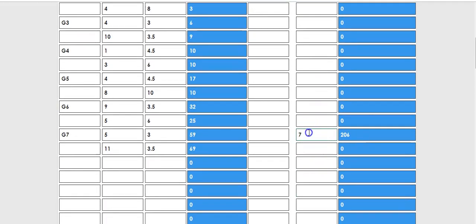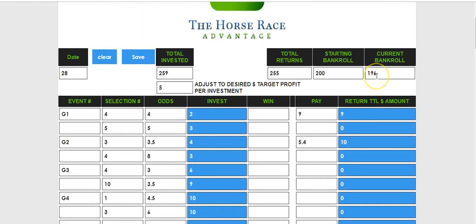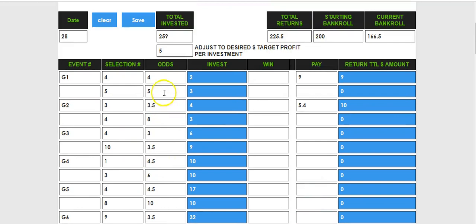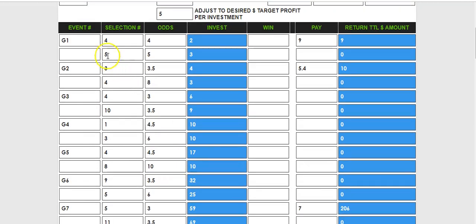Okay, we can show you that right now. If this had paid what it should, or it paid more than it should, there's your difference. You're at 196 instead of 166 and only down $4. So this is what you need to take into consideration. Now, this is the one way of doing it, and the second way is the same exact thing, except it's reversed. You would use the higher odds first and the lower odds as your second horse.